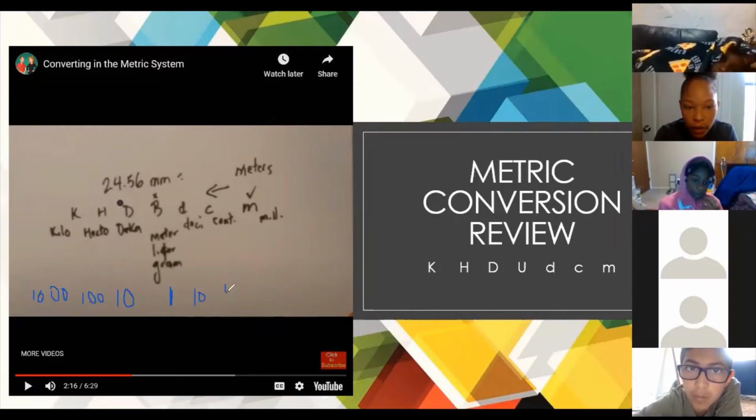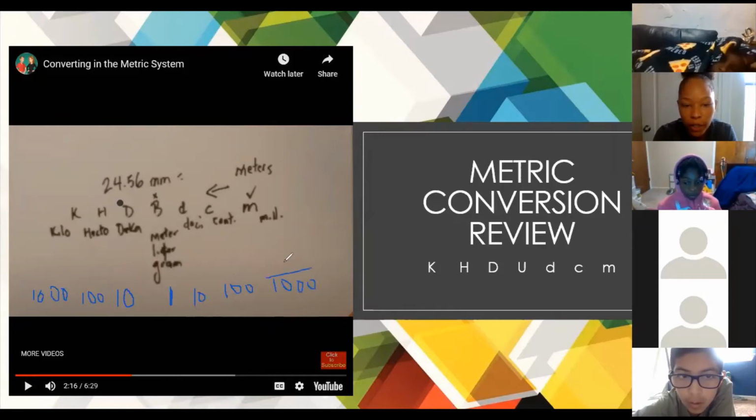Okay. Divided by 10. Good. So 10, 100, 1,000. When we move this way on our chart, we are actually going to be dividing. So we're going to put a 1 above each of these numbers, okay? Remember that fraction bar represents division, so we may be using it in this problem.